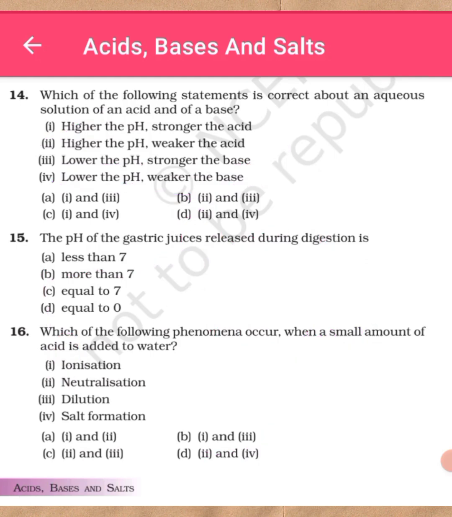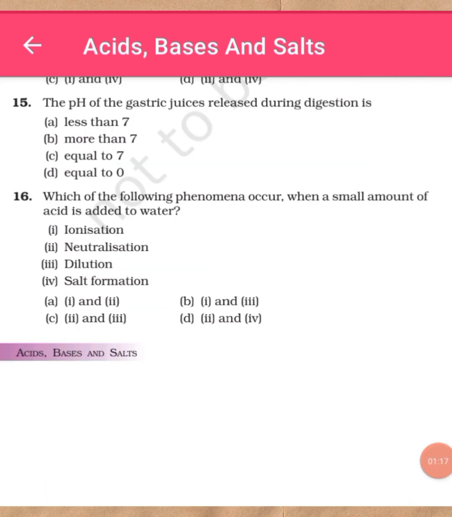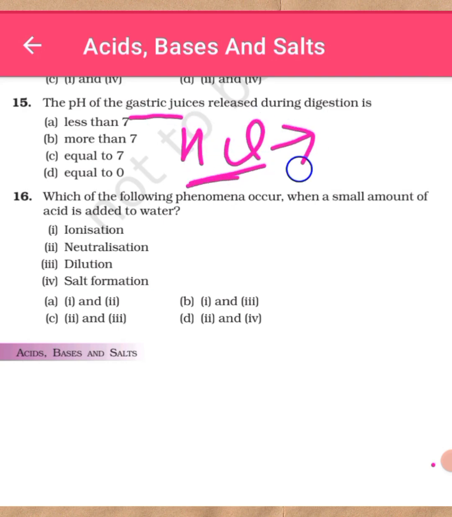Next question is question number 15. What is the pH of the gastric juices released during digestion? Gastric juice is HCl, hydrochloric acid, a strong acid, and a strong acid has pH less than 7. So the answer is option number A.